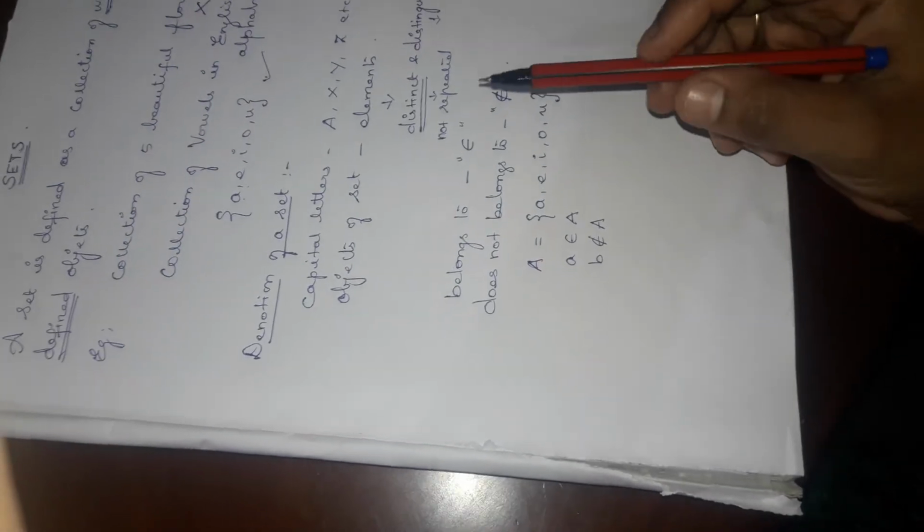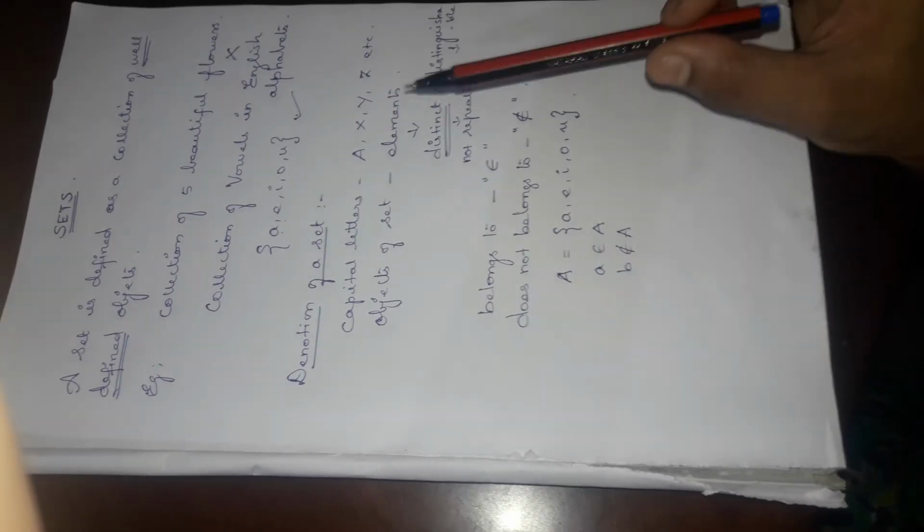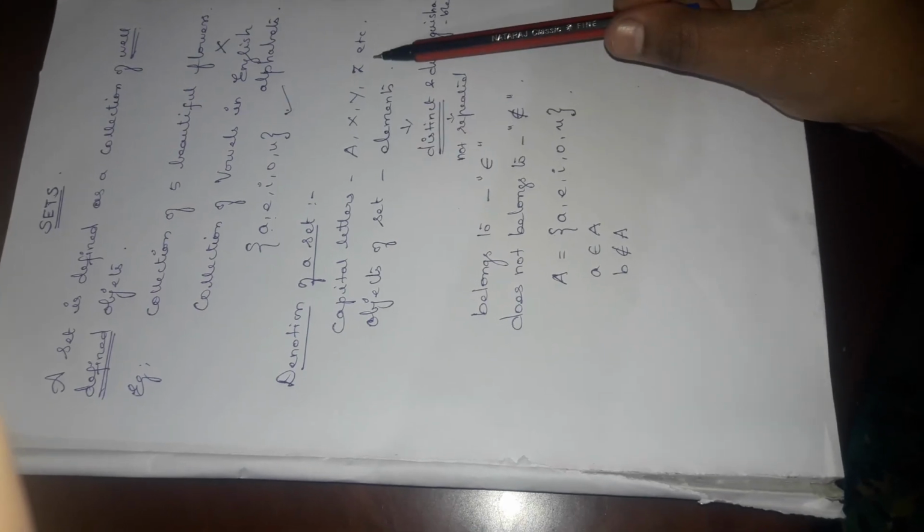I wish to recall it. What is meant by a set? A set is defined as a collection of well-defined objects. So it should be well-defined. Any collection of objects won't form a set. The elements in a set should have the same quality or same property. We will denote a set by using capital letters, and the objects inside the set are called elements.